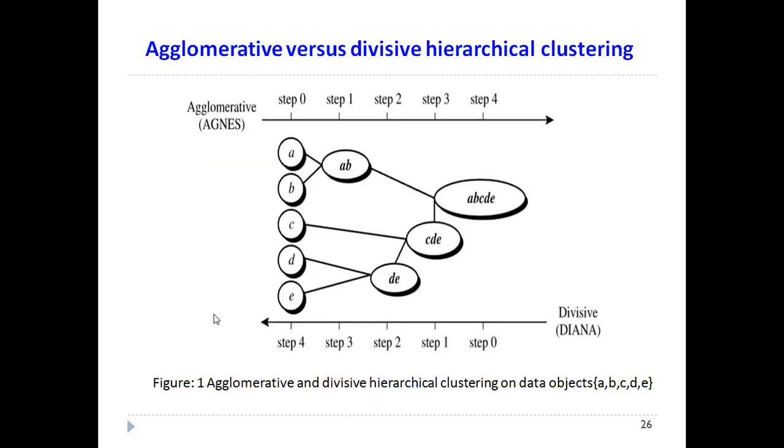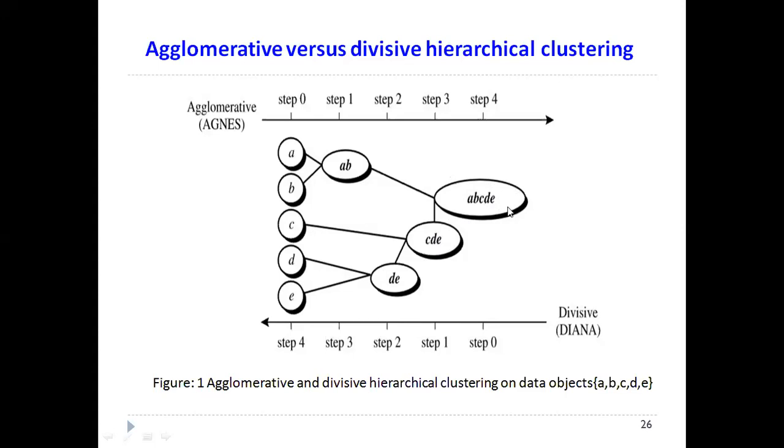In step one, you have only one data point in each cluster, and then when the first iteration starts, the similar data points are grouped together. Here we are grouping A and B together in a single cluster. In step two, we group D and E in the same cluster, and in step three, we group C with D and E, forming CDE, and finally all the five data points are grouped together.